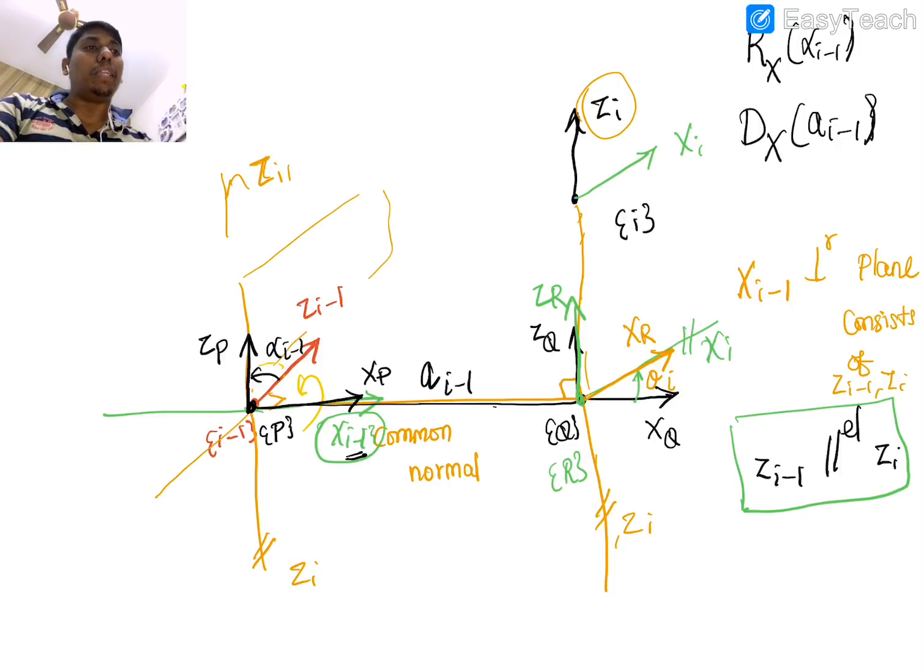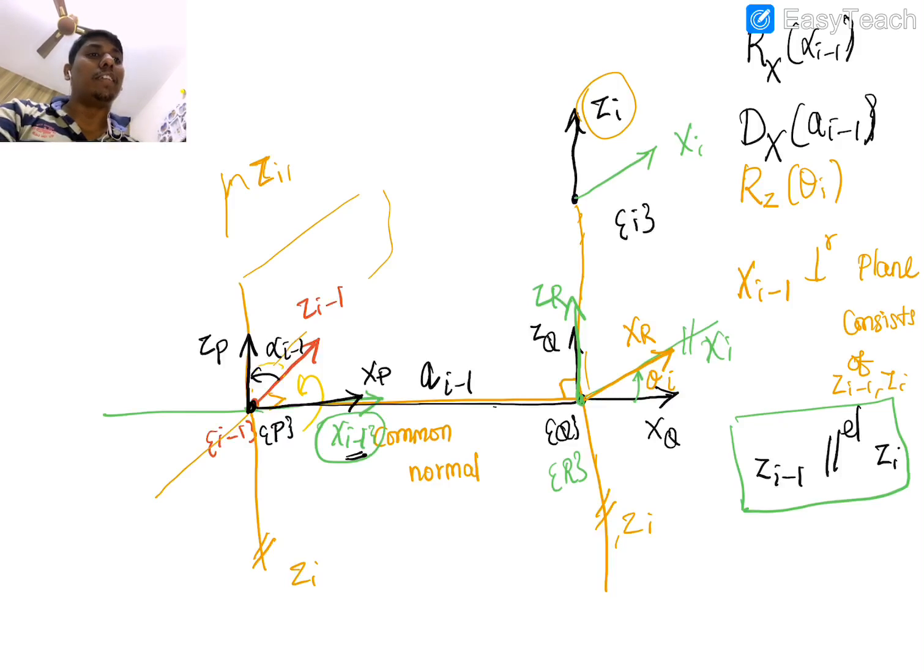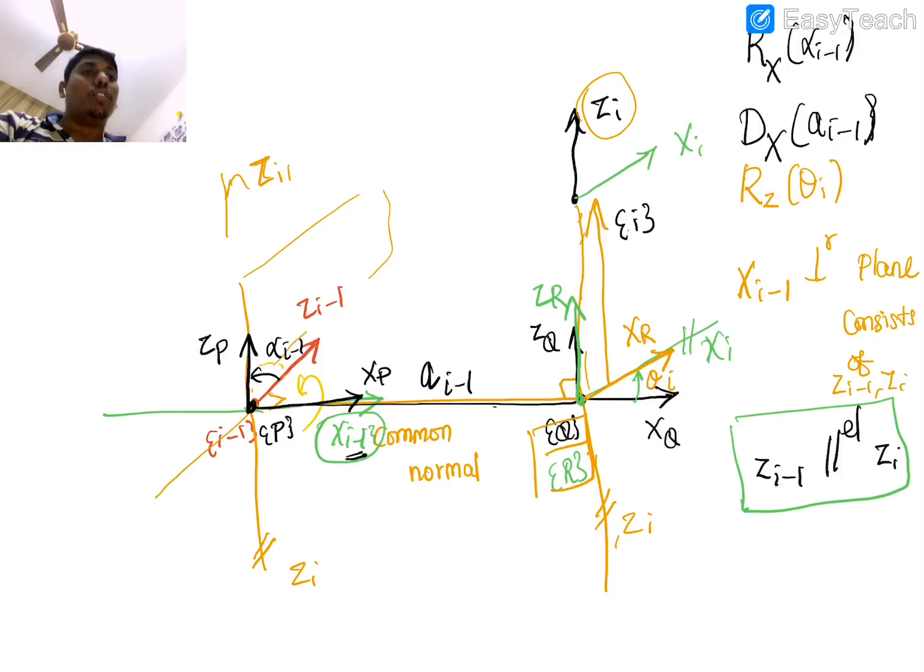So the operation I did is a rotation about the z axis, and the angle is theta i. In the sense, r and q differ only in the orientation about the z axis. Now you can see that the ith frame and the r frame have only one difference, which is the translation along the z axis. The distance between these two is di, and that is the operation I am doing.